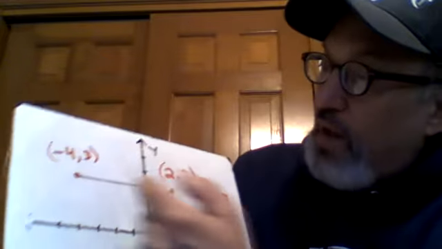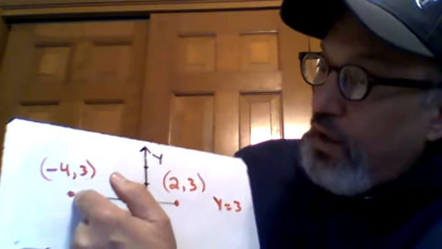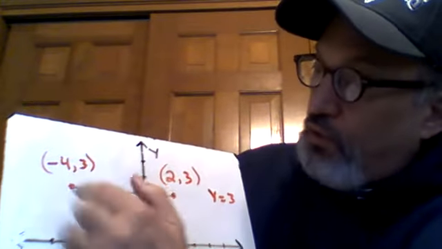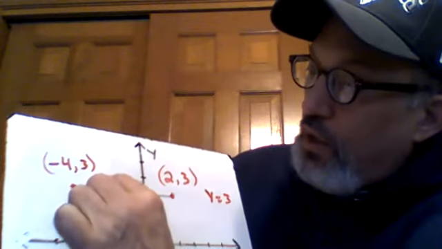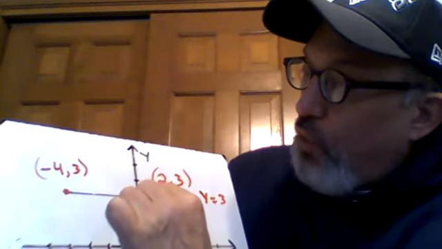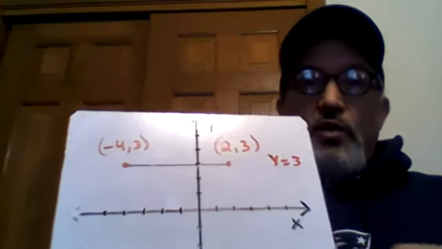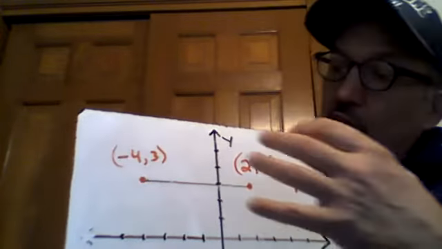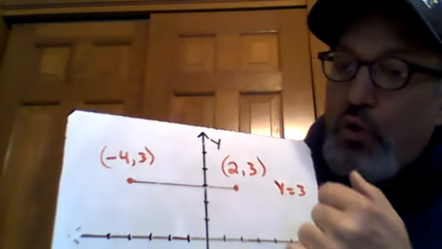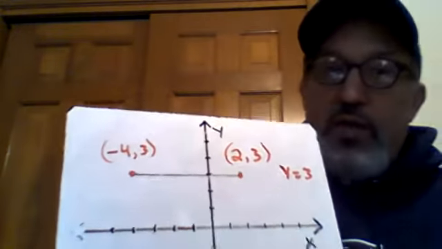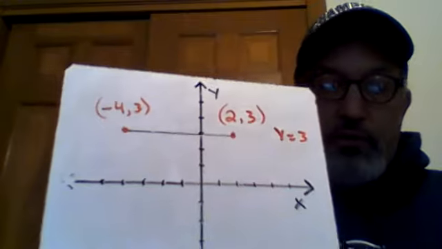If this were a graph paper, you could count the boxes between these two using the grid lines, and you would go 1, 2, 3, 4, which would bring you here, and then 5, 6. So this horizontal line segment, looking at the two x coordinates, 2 minus -4, gives 6 units.